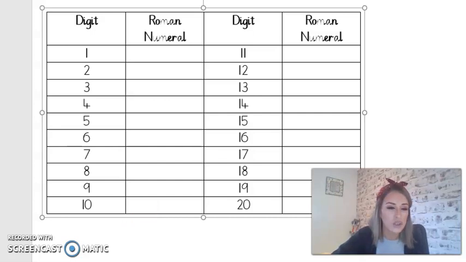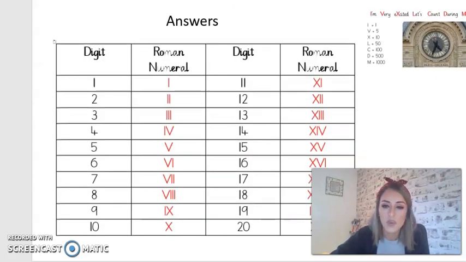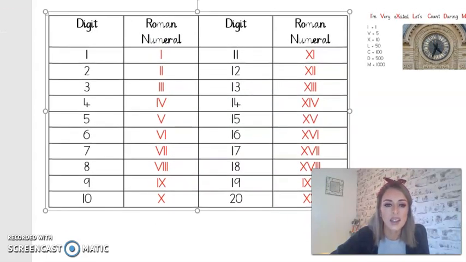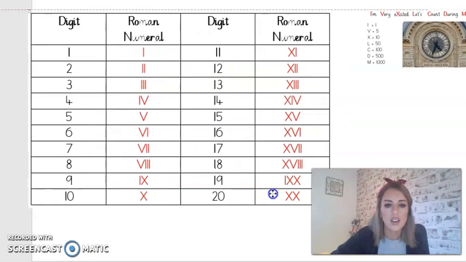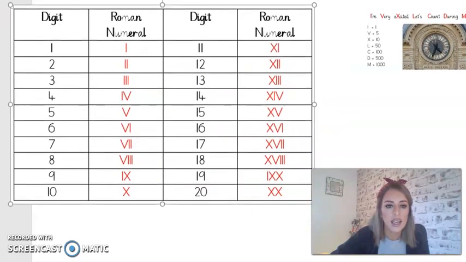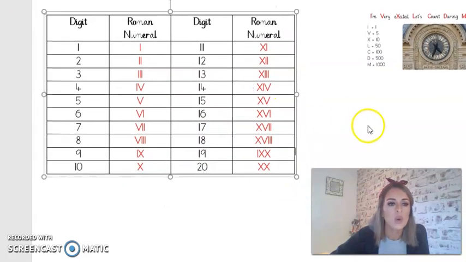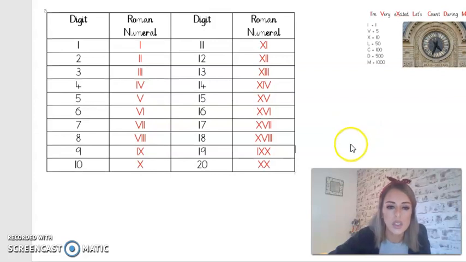Okay, so are you ready for the answers? Here we go. So I'm going to move these up a little bit so you can see them better. And what I would like you to do, oh, here we go. Make it a little bit smaller for you. It's a little bit wonky, isn't it? Oh dear. So what we are going to do is pause the video here so you can mark your work.